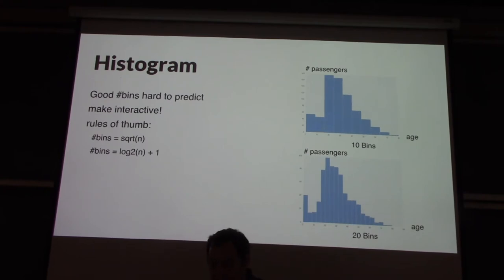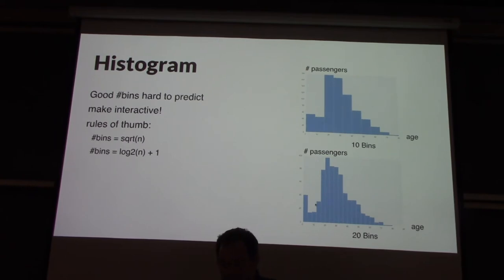Here we have the number of passengers with 10 bins versus 20 bins. If we have the 10 bins, it looks like people between 0 and 15 tend to be equally frequently passengers on this bus line, for example.